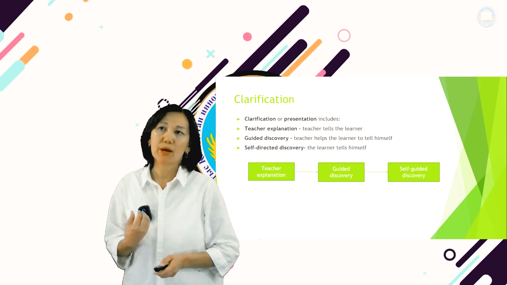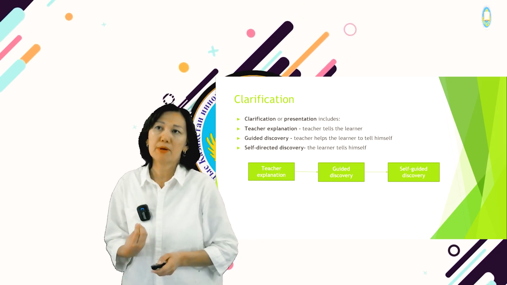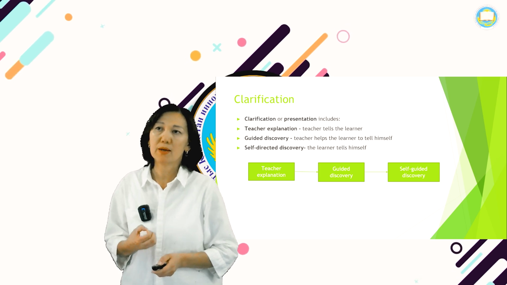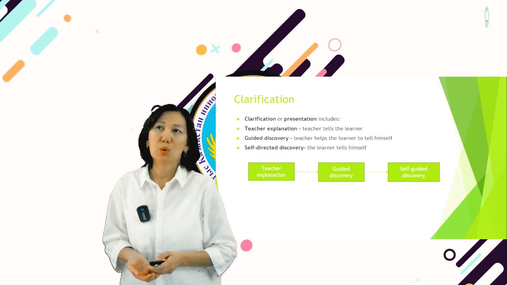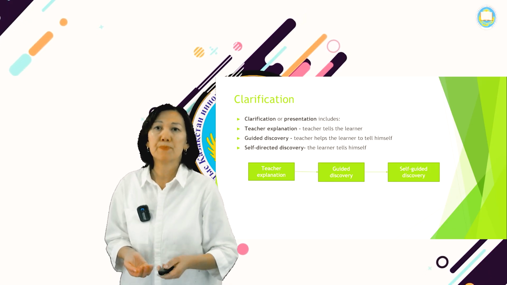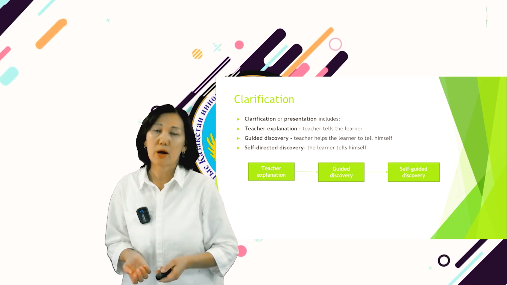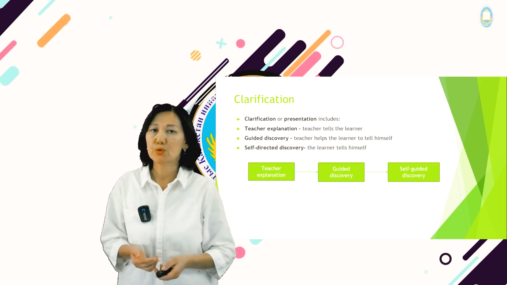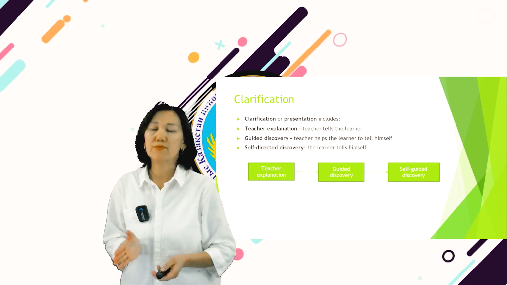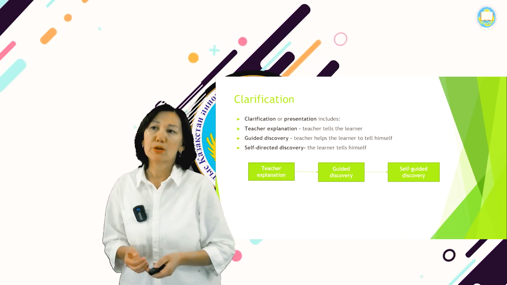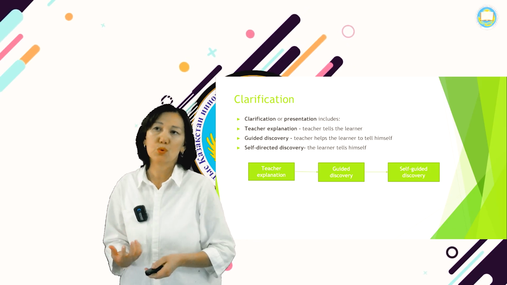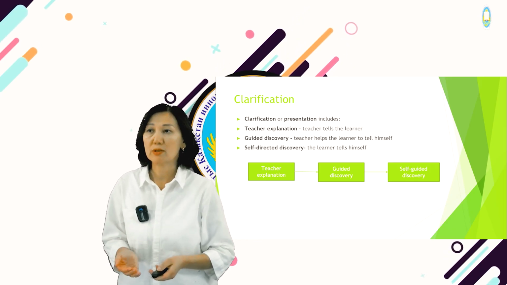Regarding clarification, when you clarify and present, the following should be included. First, you have to explain. Explain means when you explain the rules, the meaning and the form. Explanation means when you tell the rules to the learners. The next one is guided discovery. The teacher helps the learners to tell themselves. For example, if you remember the deductive and inductive approach, you give the learners an opportunity to make out the rules by themselves. We call this guided discovery.